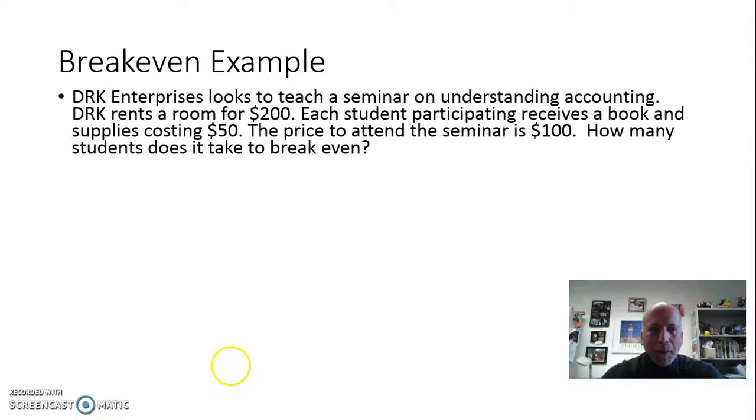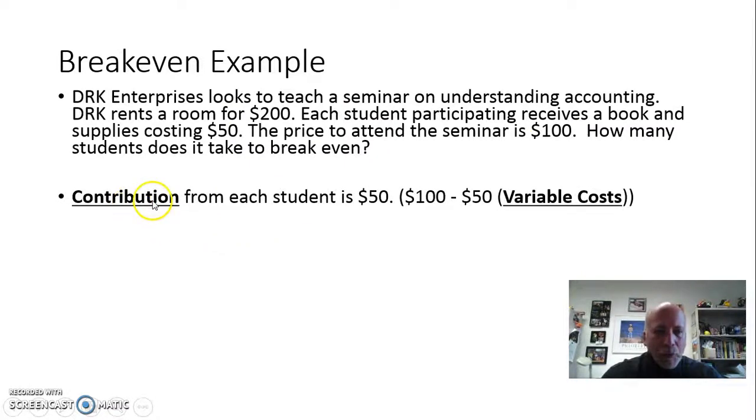So here's an example I put together. If DRK Enterprises is looking to teach a seminar, DRK rents a room for $200. That's a fixed cost. Regardless of how many students come to my seminar, I need to pay that $200. That $200 will not go away. Each student participating receives a book and supplies, which cost $50. Those are variable costs because the more students I have, the more supplies I'm going to have. And the price to attend the seminar is $100. So the question is, how many students does it take to break even?